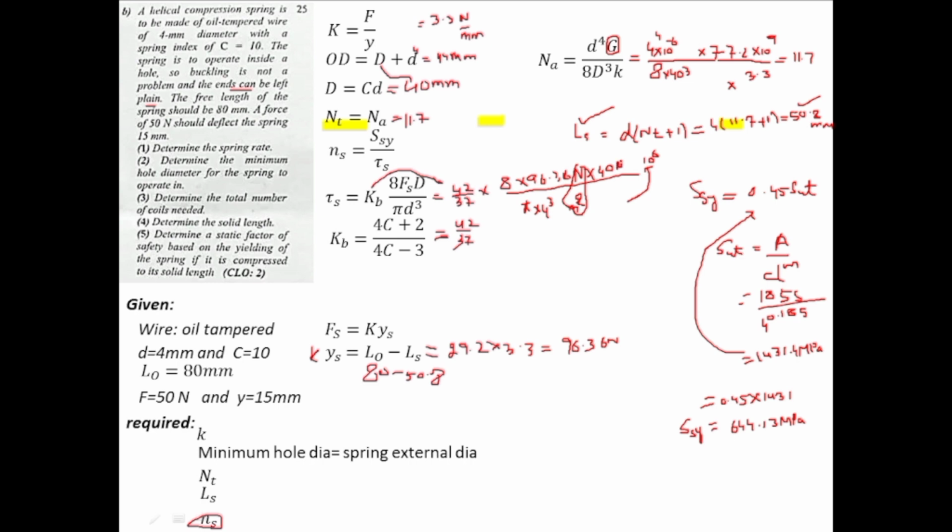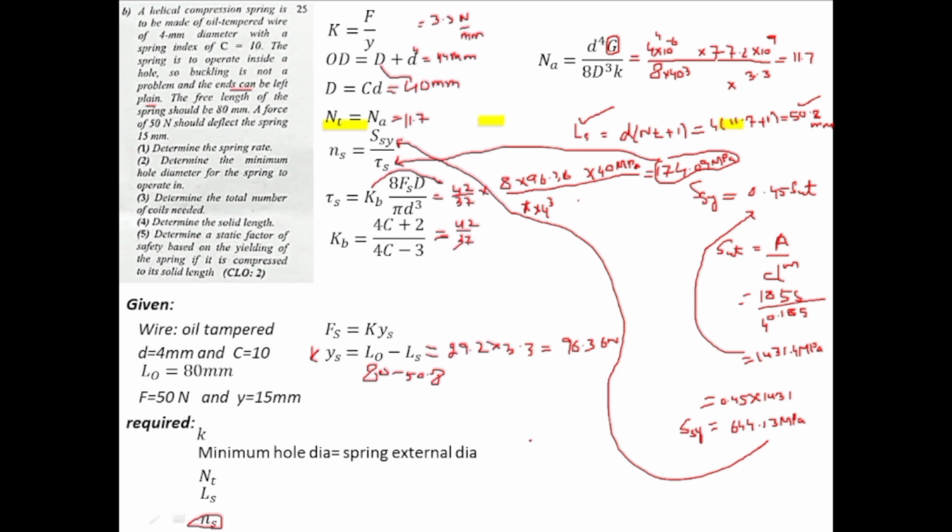So here we will write. Now after the calculation it will give you 174.09 megapascal. So put this 174.09 megapascal over here, and this Ssy, that is 644.13 megapascal. So 644.13 divided by 174.09 will give you 3.7. That means that you are solid safe.